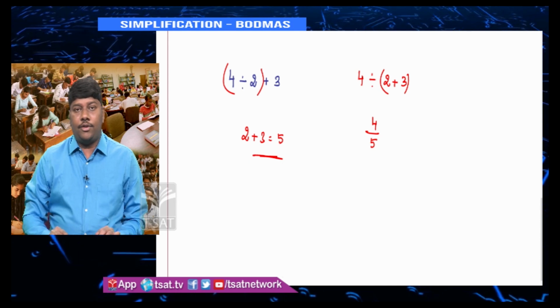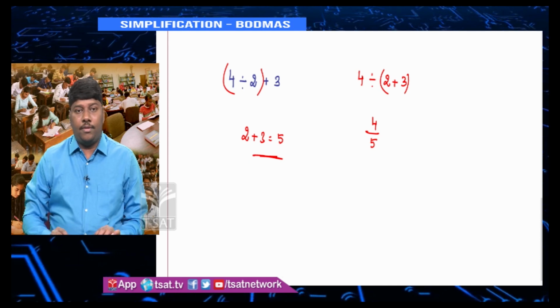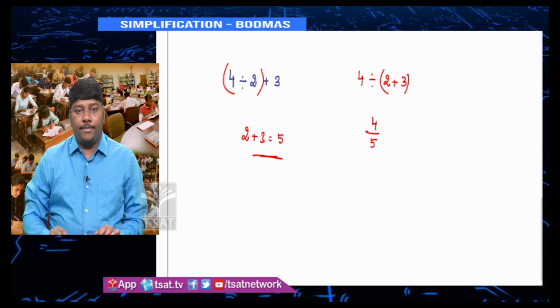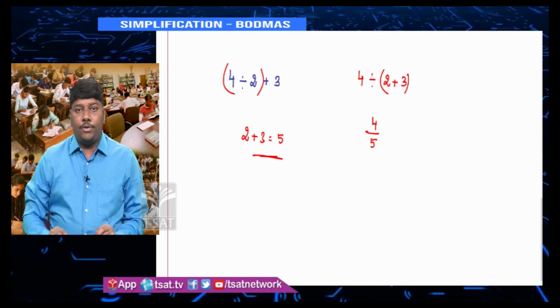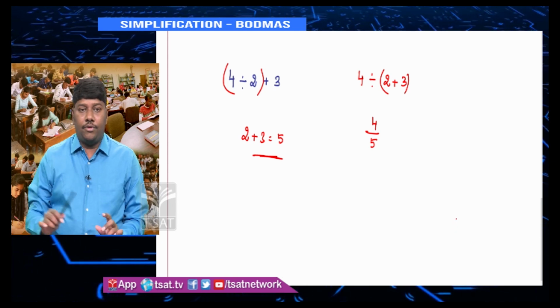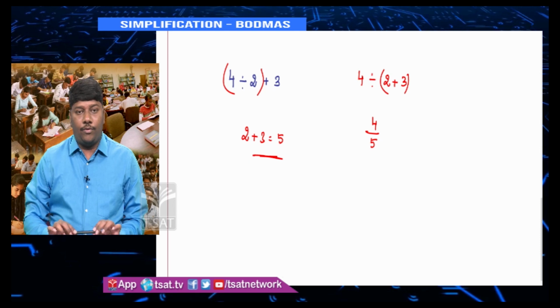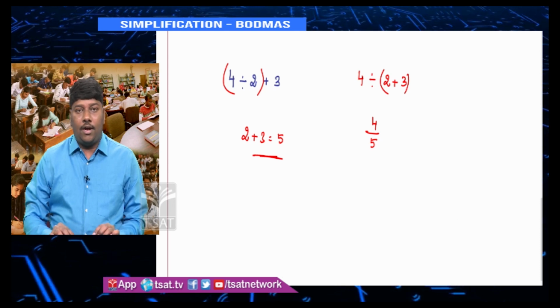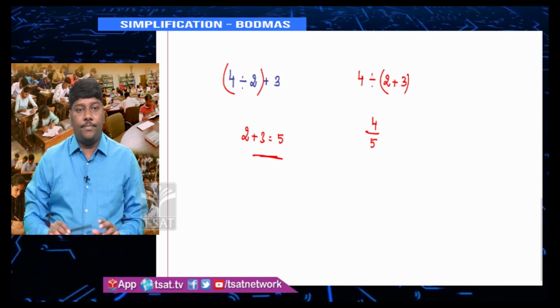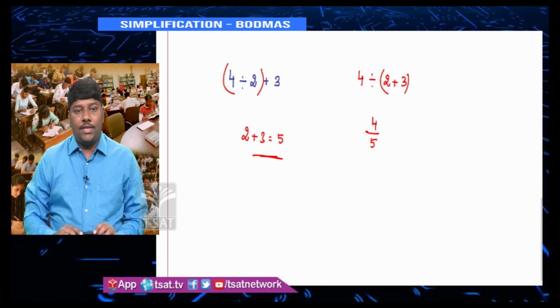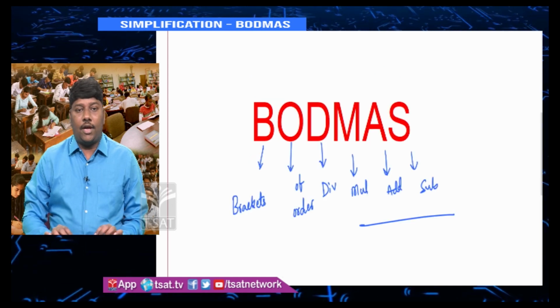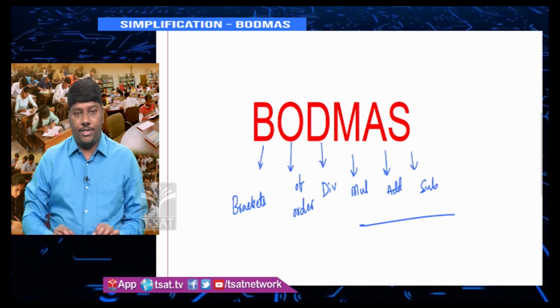If there is no standard rule, both of them stand true, so we get a conflict here. So what we do, we come to an understanding. All the mathematicians around the world came to an understanding of how to follow these operations. So this is how we apply order of operations here.